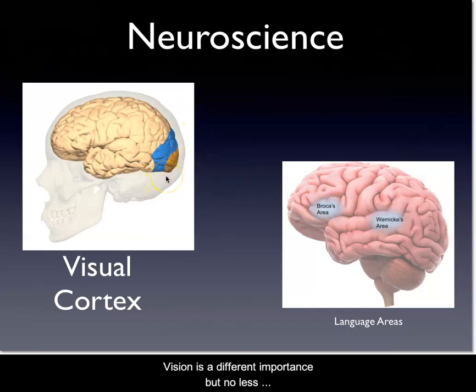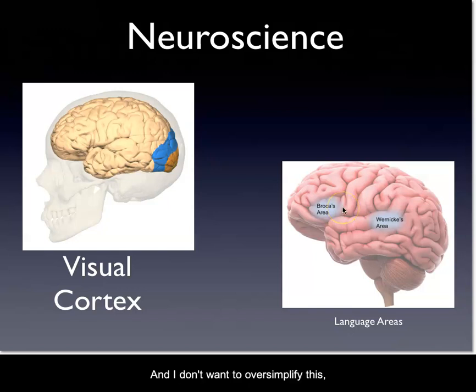Vision is of different importance, but no less important than language. They are located in different areas of the brain. A lot of college learning, a lot of learning in general, is dominated by text, the written word, the spoken word. And it tends to dominate our brain activity and our thinking. The visual cortex is different. We're going to be emphasizing learning through the visual cortex, not through the language areas of the brain.